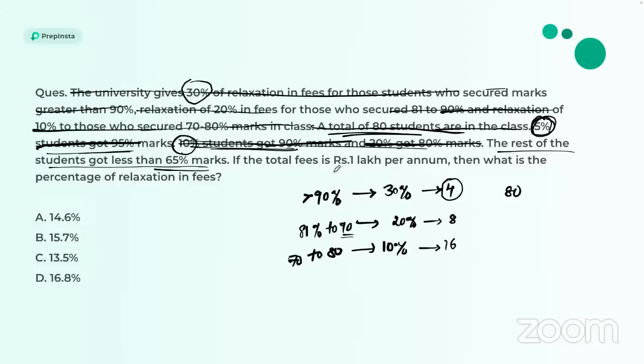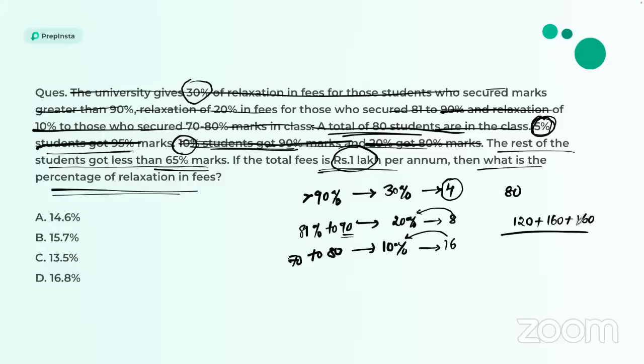If the total fee is 1 lakh per annum, then what is the percentage of the relaxation in the fee? Okay, here we don't have to do anything with the 1 lakh. I can tell you based on the weighted averages concept, they are indirectly asking for percentages plus weighted averages concept. 4 people got 30%, so they will get 120% as a fee relaxation. 8 times 20 is 160 and 16 tens, which is nothing but 160. So this is the total relaxation they will get, and now we will find the average relaxation so that we get the answer, right? Average is nothing but divided by the number of people.